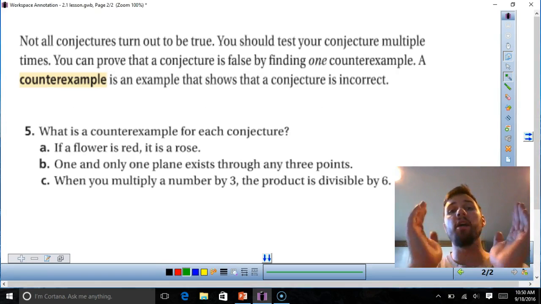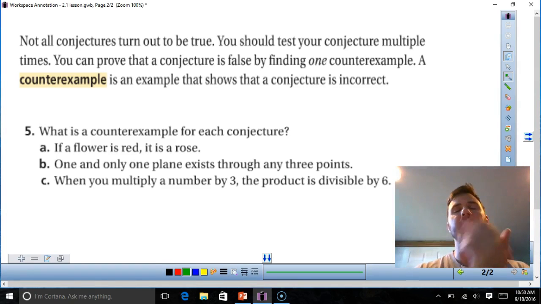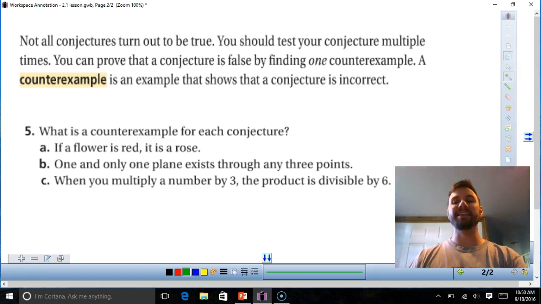Next one. Not all conjectures are true. For example, I could say we always have hot dogs first day of school, and then one year we have grilled chicken, and then my conjecture would be disproven. That's a counterexample. A counterexample is the easiest way to disprove a conjecture. All right? So let's go through some counterexamples.